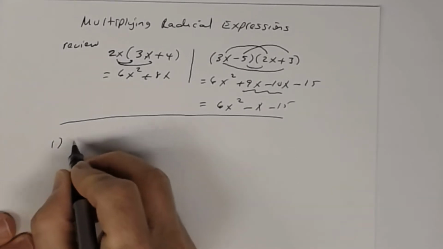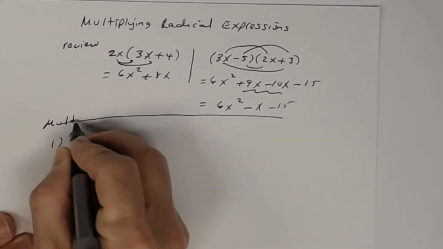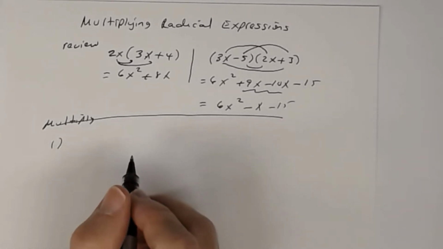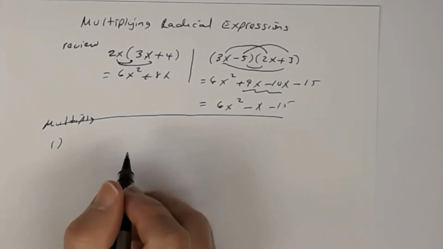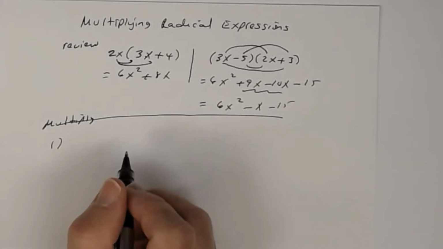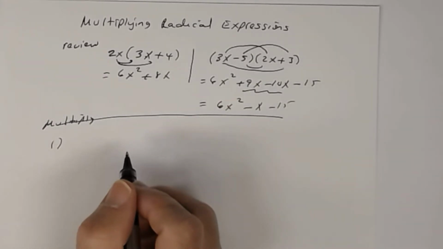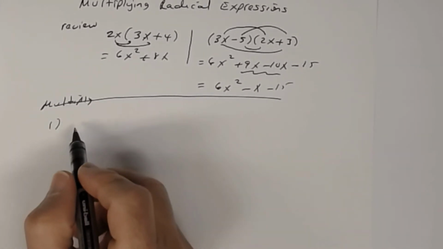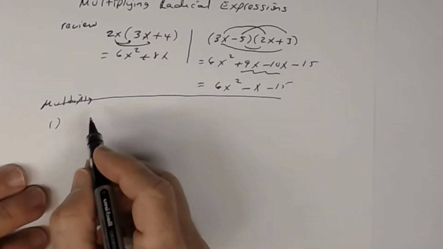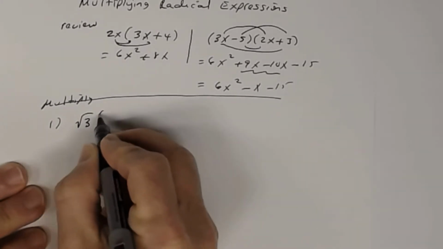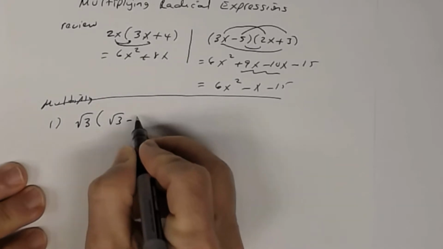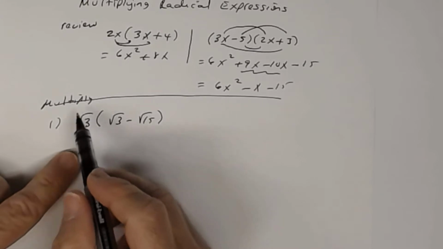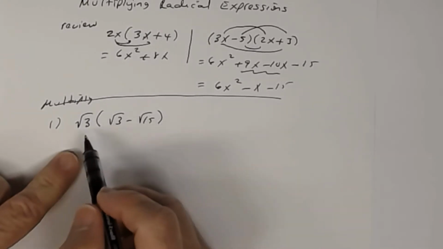So let's look at number one. The directions will say multiply. Just keep in mind that when you're multiplying radical expressions, you don't just multiply. You have to make sure that your radicals are simplified as well. So just note that part of multiplying these radical expressions is to simplify. So for number one, let's suppose we had the square root of 3 times (the square root of 3 minus the square root of 15). Here I have this monomial factor times this binomial, so I can distribute.